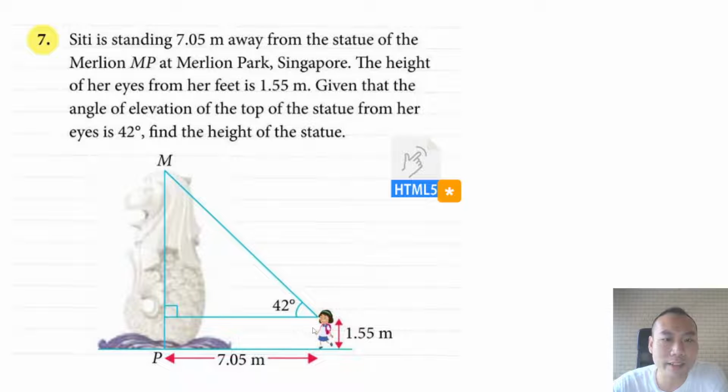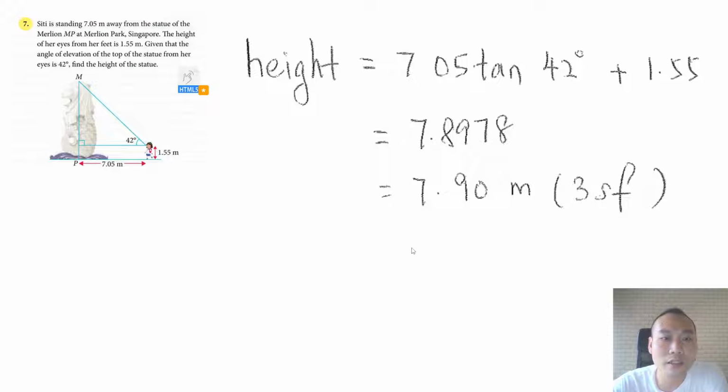So that's where she's standing, and then the distance is given. So the diagram is quite clear in this question. So the height, if you use the right angle triangle here, using the tangent ratio, this height over here is actually 7.05, which is adjacent, times tangent 42, and then we need to add her height, the height of her eyes to the ground, to get the final answer. So 7.90 meters. Quite a straightforward question, but it's really about understanding the question and applying the trigonometric ratio properties that we learned earlier to a real world situation like this.